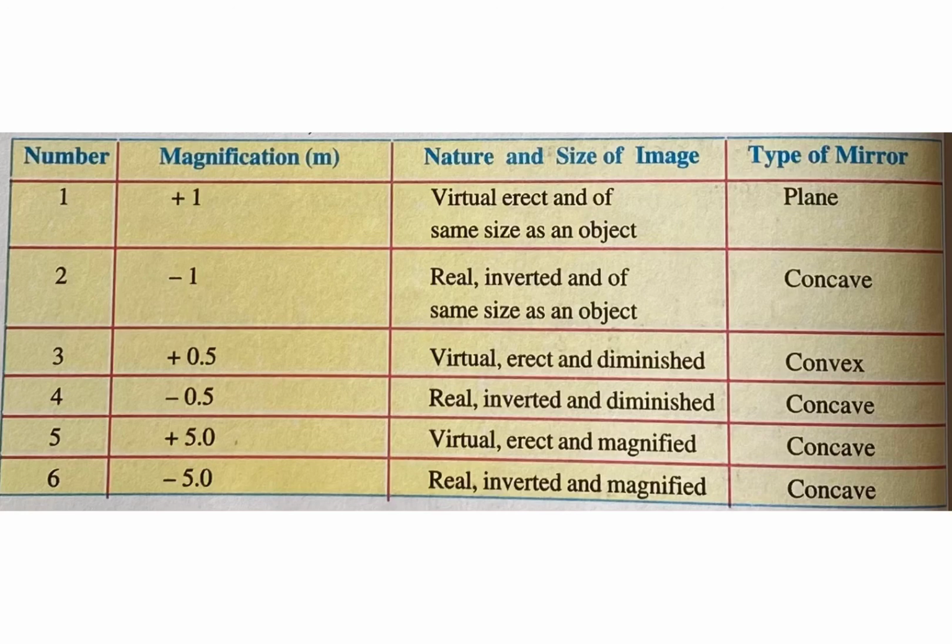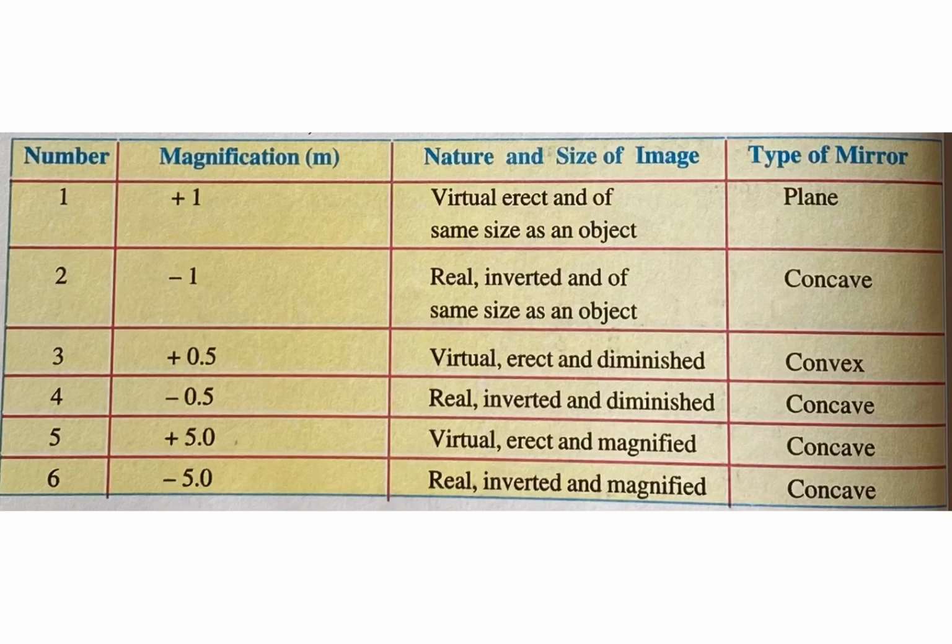Consider the second case. Magnification is -1. First of all, you have to see the sign. It is negative, and you know that the negative sign represents a real and inverted image. And 1 is there, which represents the same size. So it is real, inverted and of the same size as the object. Now we know that a concave mirror only gives a real image. So whenever you see a real image, the mirror will be a concave mirror.